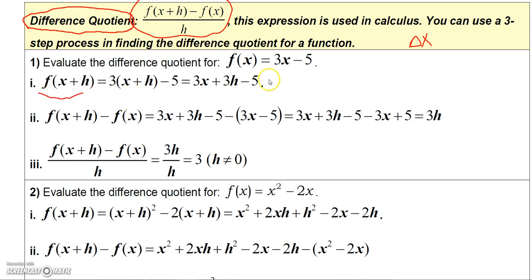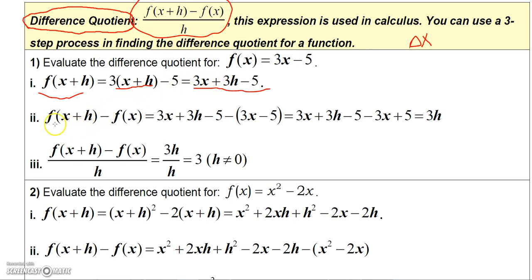So step 1, I'm going to evaluate the function at x plus h. Now this actually is pretty simple because we just replace this x with x plus h. So instead of 3x minus 5, I have 3 times x plus h minus 5. And then I can distribute the 3 here and get 3x plus 3h right here, and then carry my minus 5 over. So there is the f of x plus h.